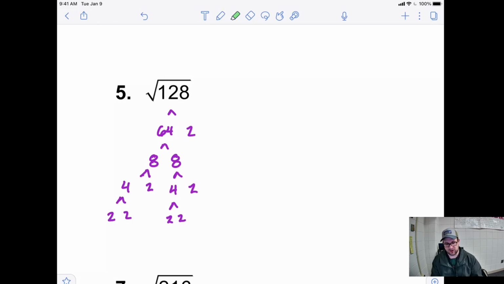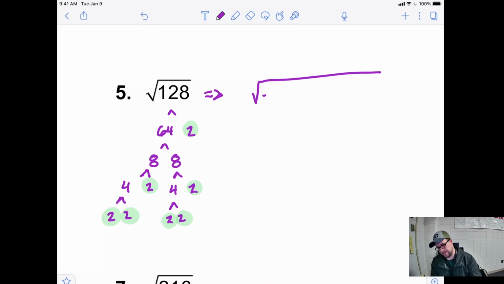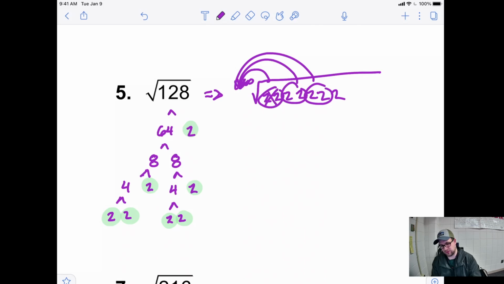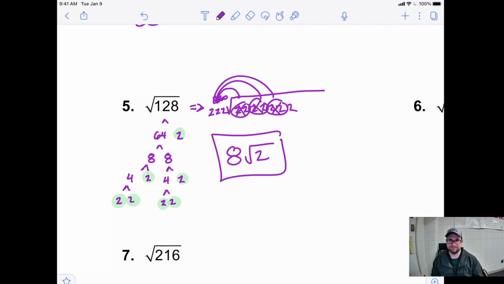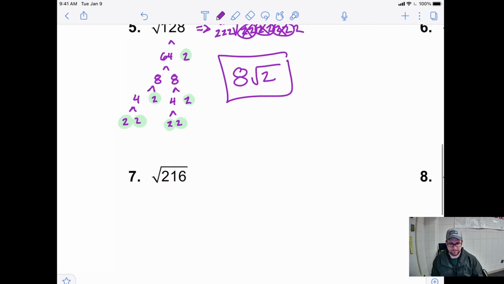So looking at all of our ending branches, these are where our branches all came to an end. They stop at a prime number. We can rewrite 128 as seven 2's: 2, 2, 2, 2, 2, 2, 2. Pull out your 2-for-1s: 1, 2, 3 2's being pulled out of there. These all go away. 2 times 2 times 2 is 8 square root of 2, and we are all done. Nice job.